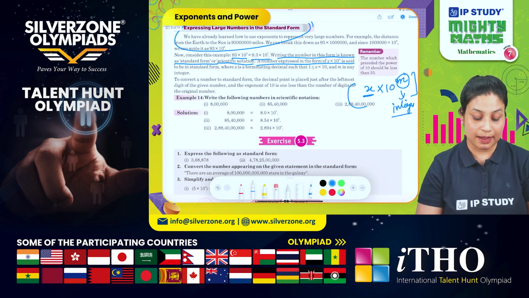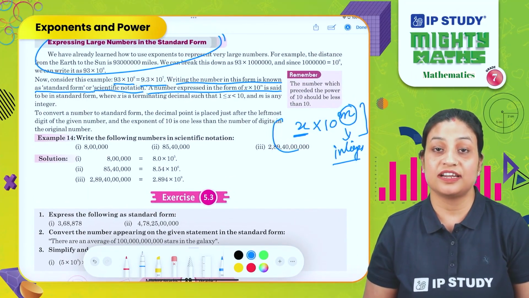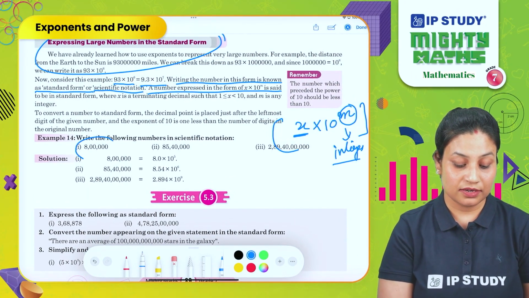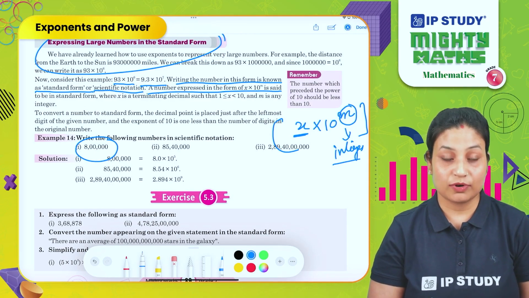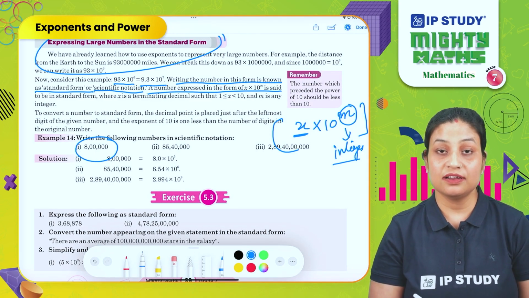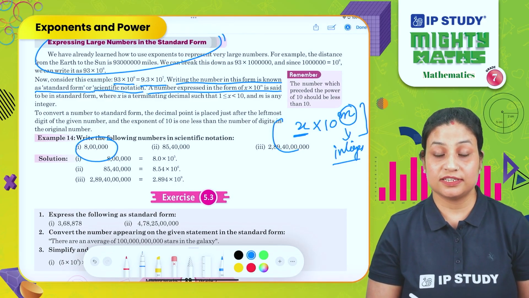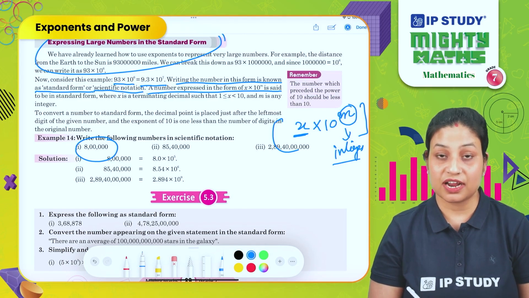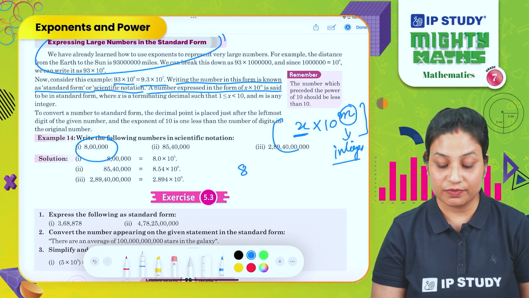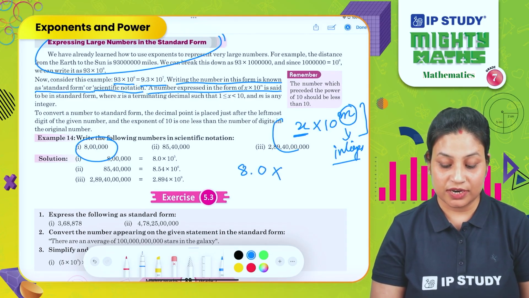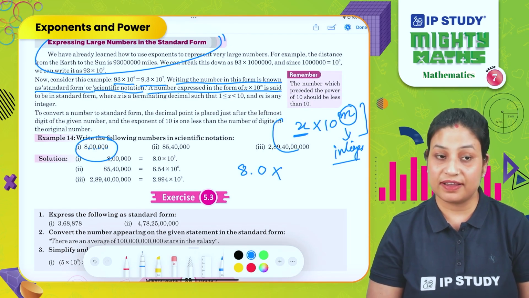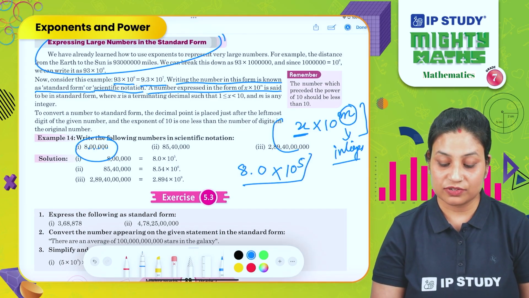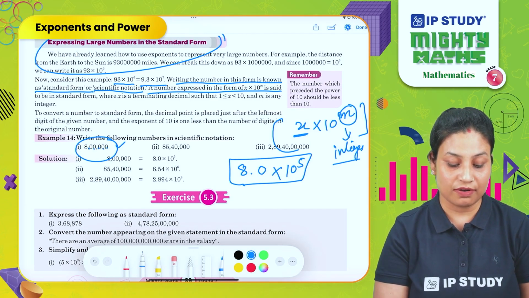So let's take an example. Let's see how we can express any number in scientific notation. Here the first number is 8 lakh, right? Let me write it for you. What I told you, you have to put the decimal reading from the leftmost digit, putting the decimal just after the first digit. So you will write 8.0 into 10 raised to the power, how many zeros do we have? 1, 2, 3, 4, 5. We have 5 zeros. So I will write 8.0 into 10 raised to the power of 5. This is the scientific notation of this number.